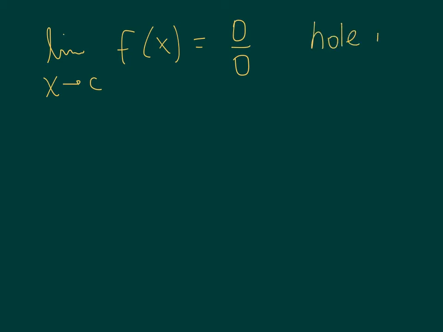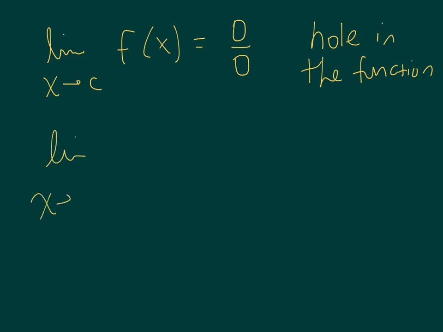So to sum that up, if I have the limit as x approaches some c value of a function, if this ends up being 0 over 0, okay, this gives us a hole in the function, where it is not defined at that x value, and we have to do something else to find the limit.